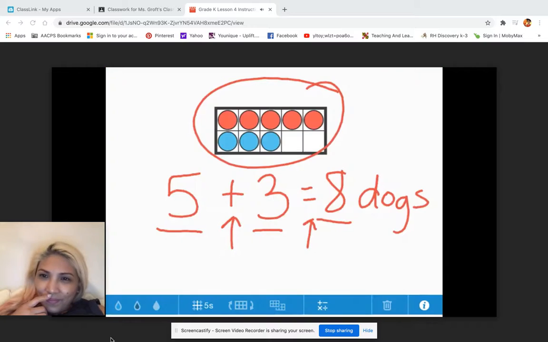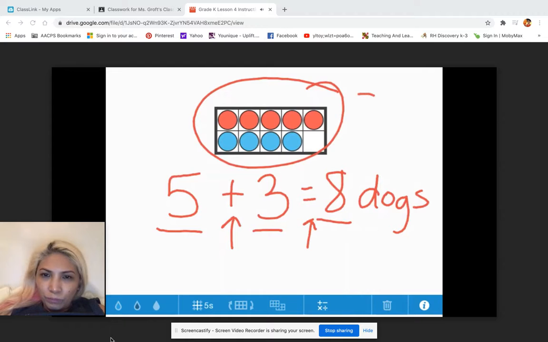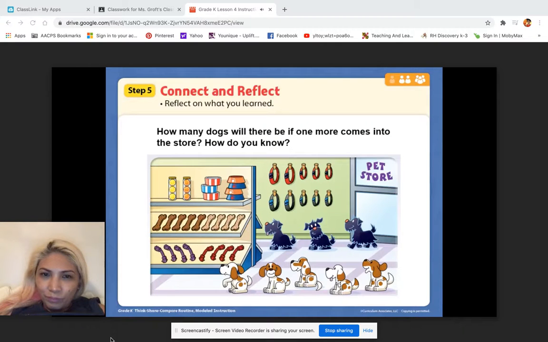Let's go back to our work. Remember, there were 8 dogs that we determined were in the pet store. We're going to solve this problem using our number pieces by including one more dog in the pet store. If we added one more to the 8 dogs, we will get 9 dogs total, because 8 plus 1 equals 9. Great work and great thinking.